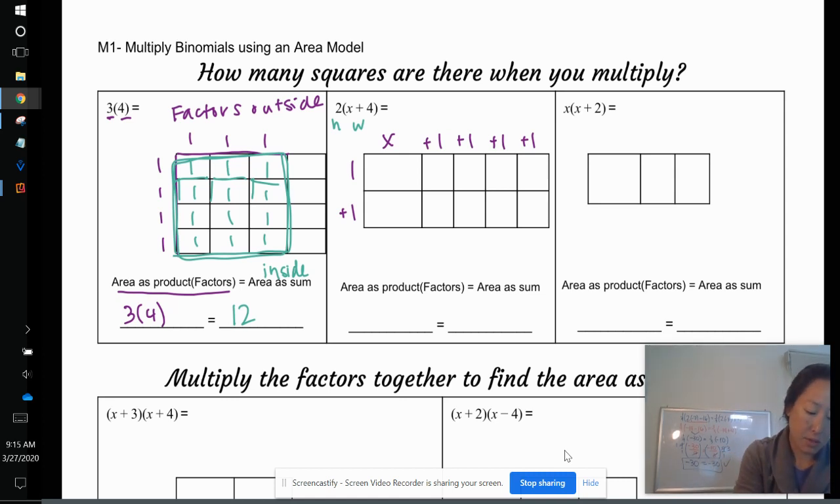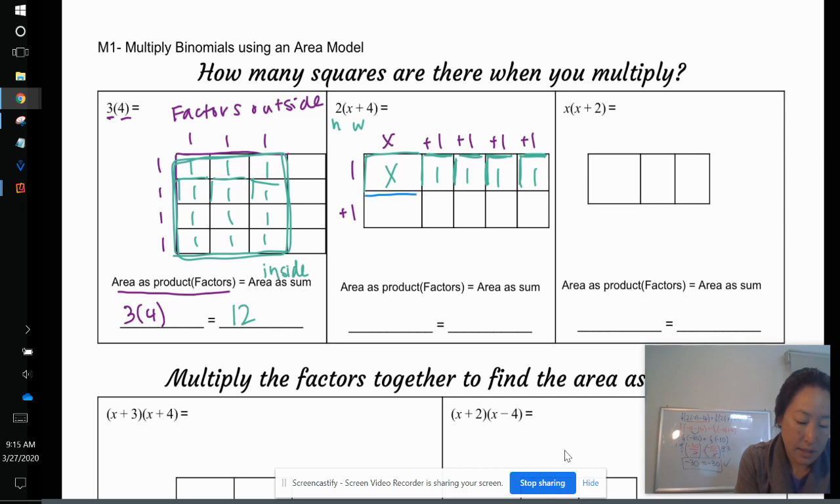Okay, so x times 1 gives me x. 1 times 1 gives me 1, 1 times 1 gives me 1, and so on for the other 1s. And then I can do it the same for the second row.